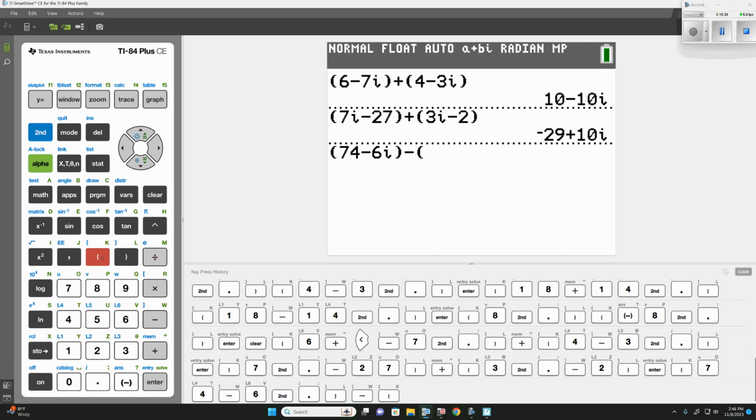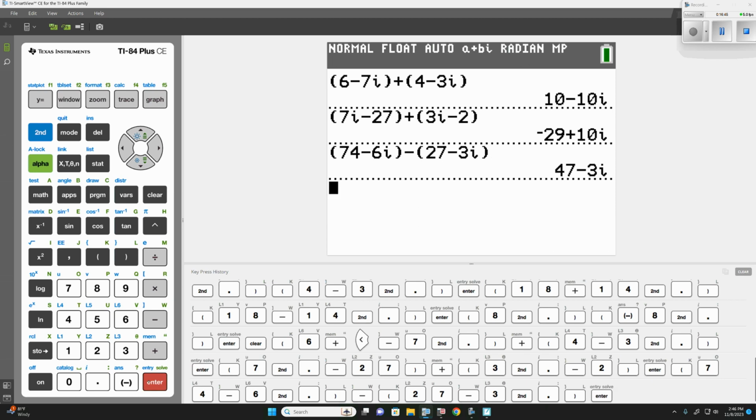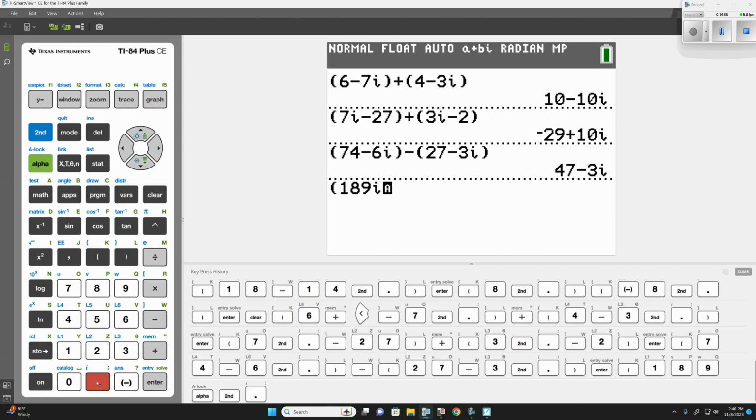We'll also do subtraction. Whatever it is written as, type it in exactly as it is and let the calculator do all the work for you. Because we can even say E, 189 second i, minus 361 second i squared.